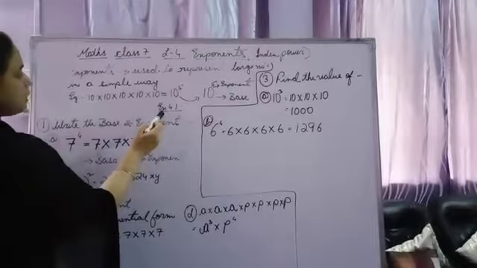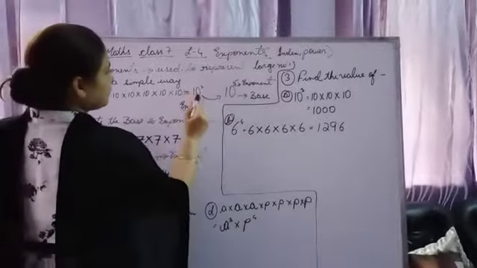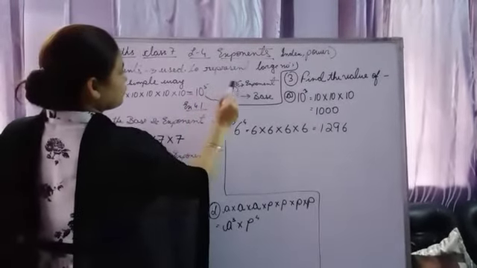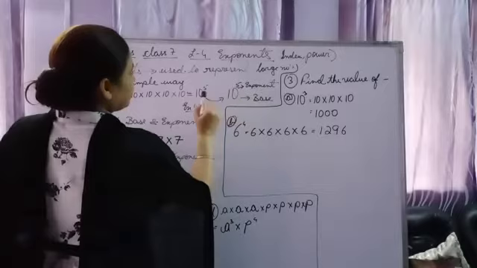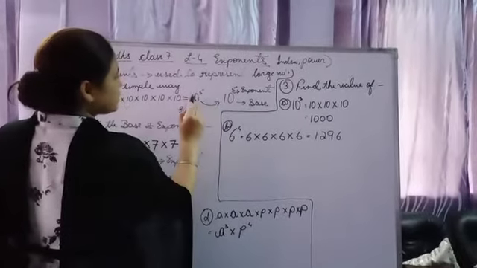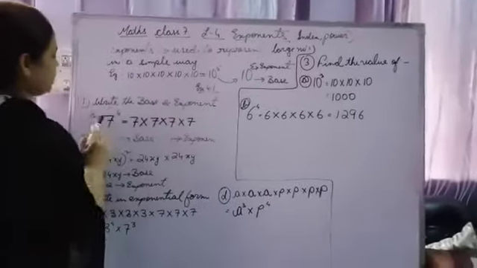Now let us come to the exercise 4.1. Now one more thing, when we write 10 to the power 5, this 10 is called the base and 5 is called the exponent. And we read it as 10 raised to the power 5 or we read it as 10 to the power 5.